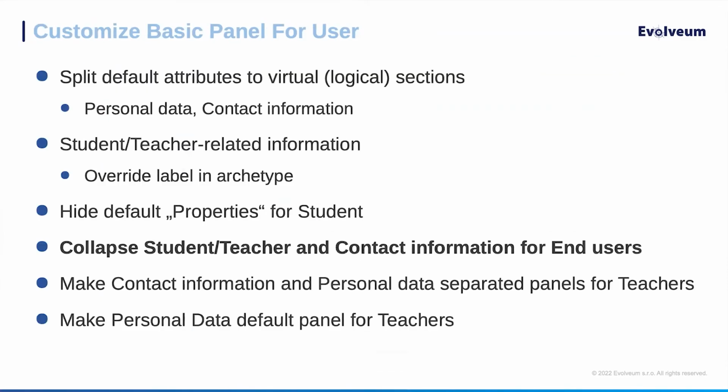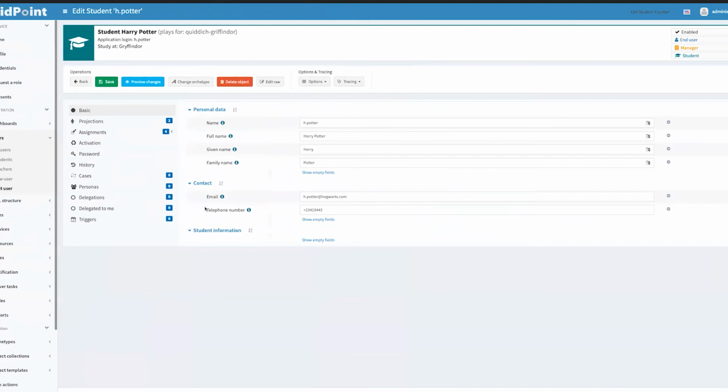Sometimes there is a situation that your virtual sections or any default sections are too long, containing too many attributes. However, you might not be interested to see them by default because they are not very important for you or you have any other reason. Since MidPoint 4.4, you can collapse such sections by default, which is our next use case to be shown. So we will collapse contact information and student information for end users.